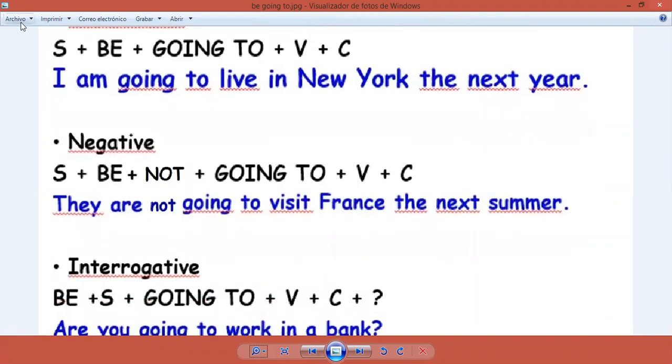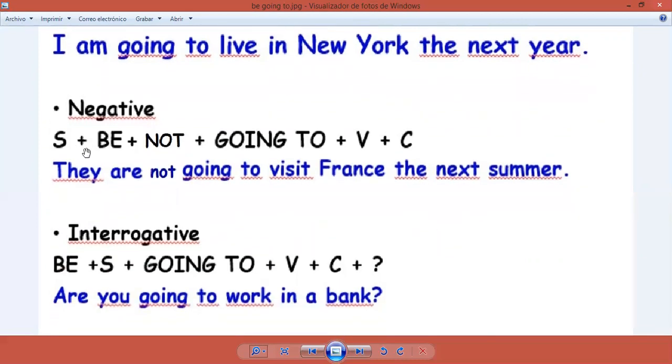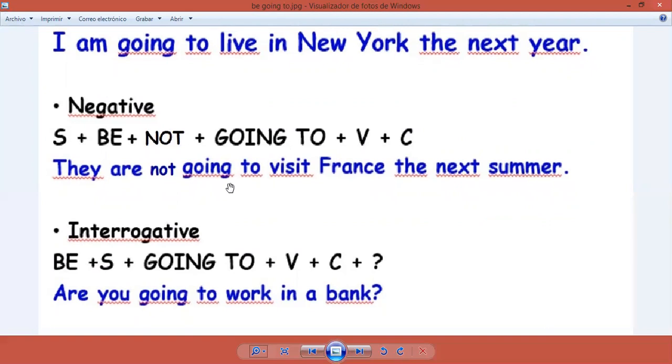Now, look at here. When you talk about future, we have some key words. Which are the key words? Next, tomorrow, the following day, you can say the following day. Also, you can say later. Okay, so that is the key. In this case, next year is the key for you to talk about the future. Negative. For negative, we use the subject pronouns, verb to be, not, that means negative way, going to, verb, and complement. Example.